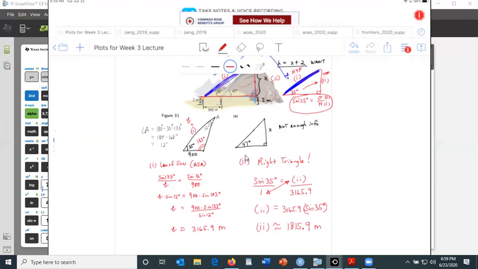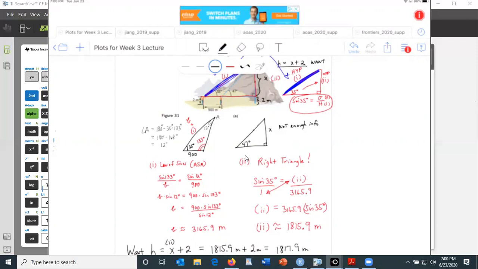All right, so finally, remember we wanted the height of the mountain, which is adding together the value of x, that's our Roman numeral 2. So that would be 1815.9 meters, plus the 2 meters height of the surveyor would be 1817.9 meters total.